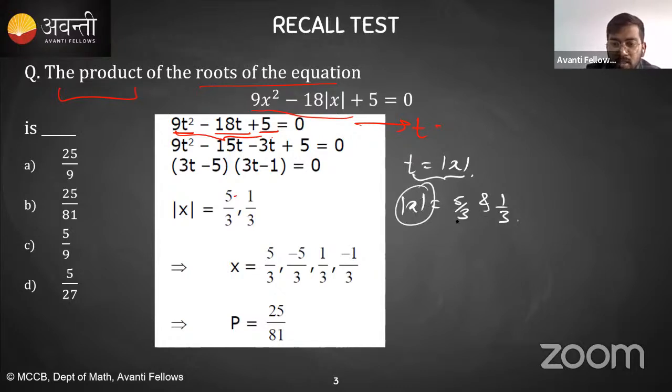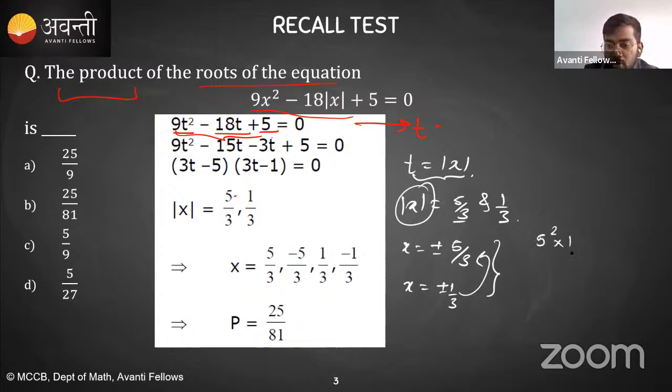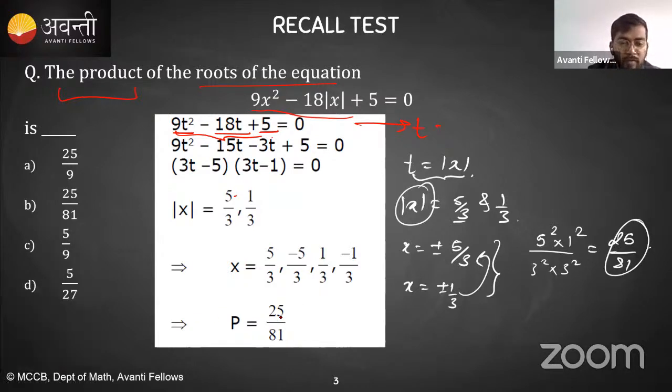So since mod x is 5 by 3, x can be plus minus 5 by 3, and since mod x is 1 by 3, x can be plus minus 1 by 3. And when you multiply all these four roots, you get 5 square into 1 square upon 3 square into 3 square, right? So this comes out to be 25 by 81, so this is our answer, 25 by 81.